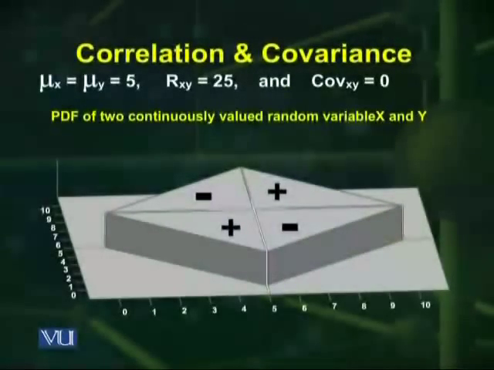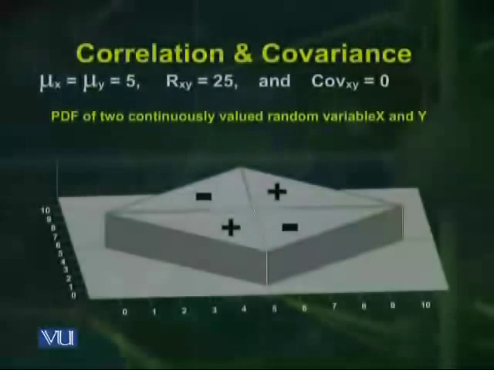Actually, it's very easy to find because the marginal PDF is symmetric and the peak is at 5. So 5 is exactly the pivoting point which is going to make this whole density balance itself. So the mean value of x is 5, the mean value of y is 5. And for this diamond-shaped region, if you find the correlation value, it comes out to be 25.